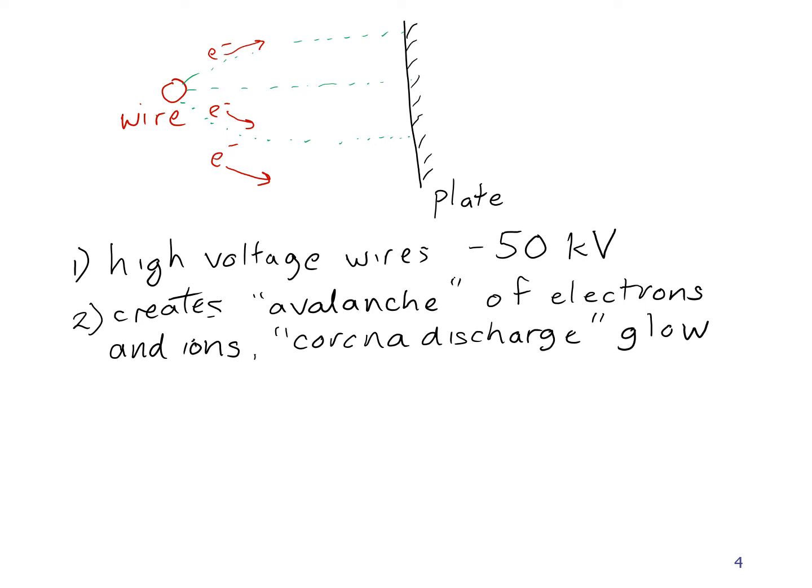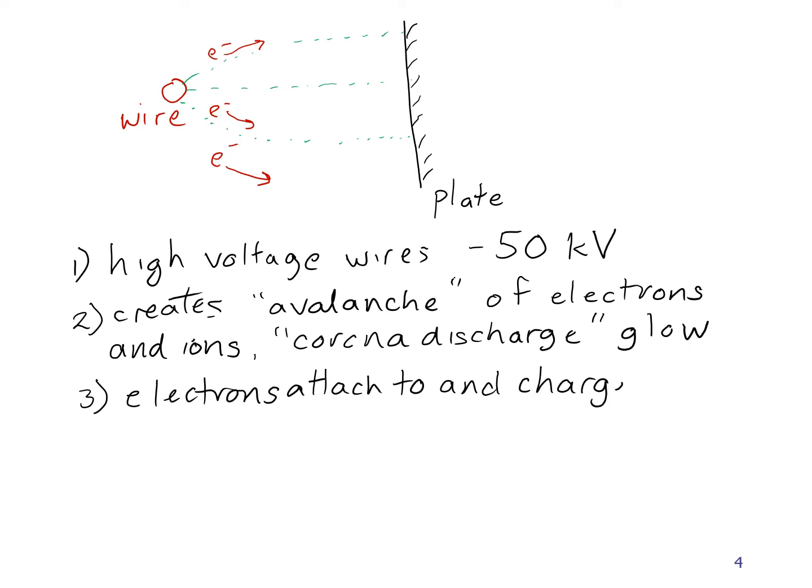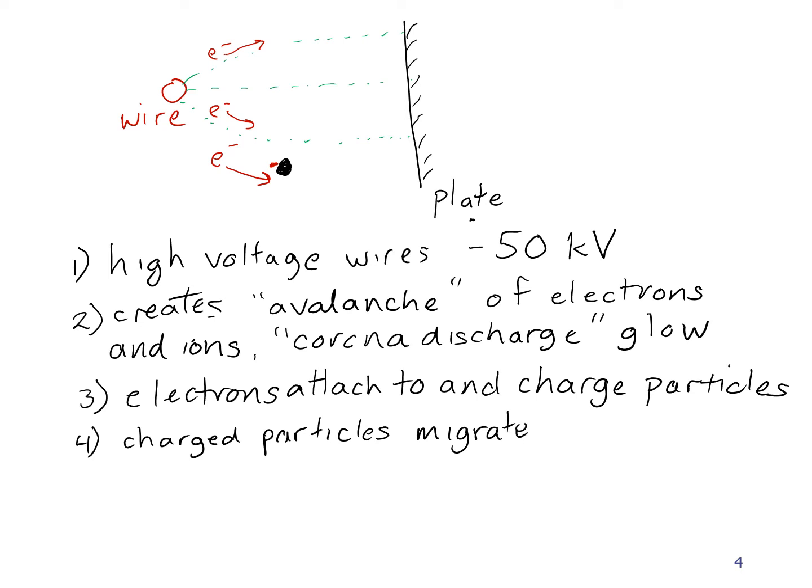Now, as this happens, we have the particles flowing through here. And so the electrons attach to and charge the particles. So let's say we have a particle that happens to be flowing through here, maybe going from bottom to top, but this electron ends up crashing into it, and then it becomes negatively charged. Well, it's in this electric field, and so now the particle is going to migrate towards the plate also, following the electric field lines. So now we have our charged particles that migrate toward the plates.